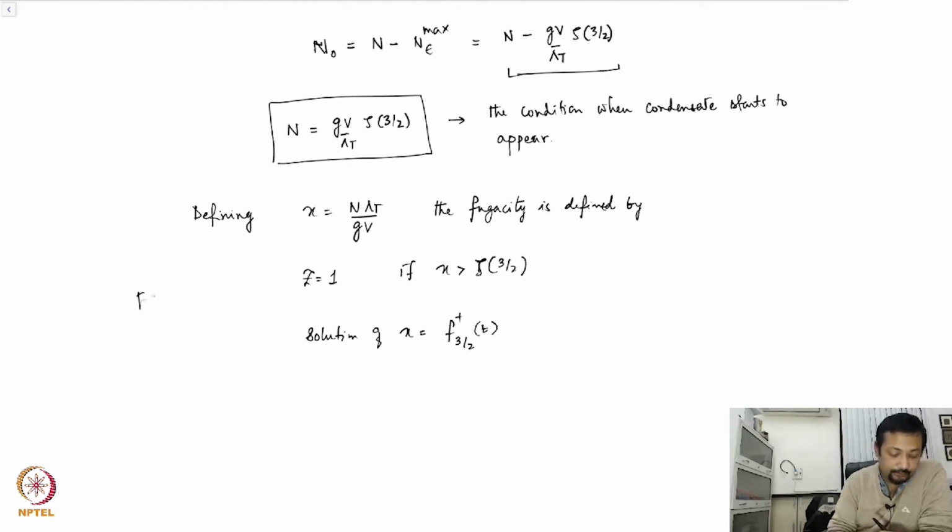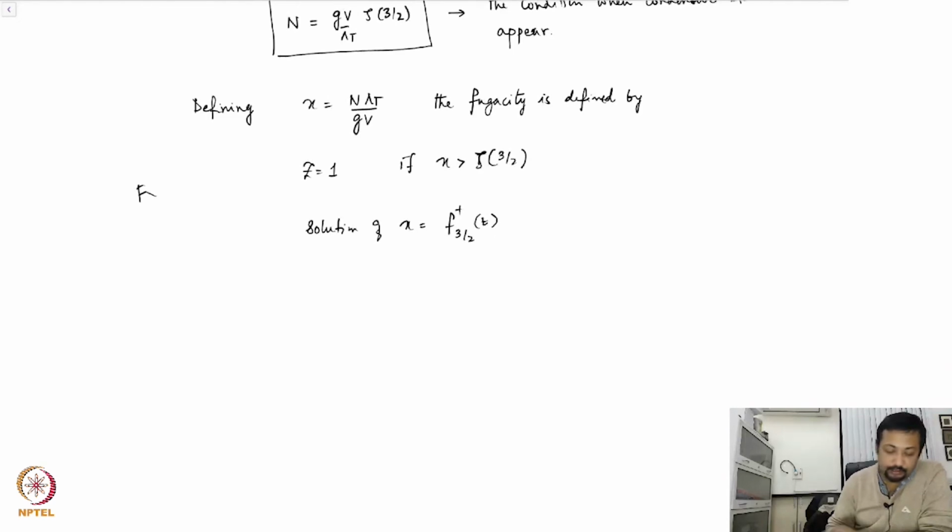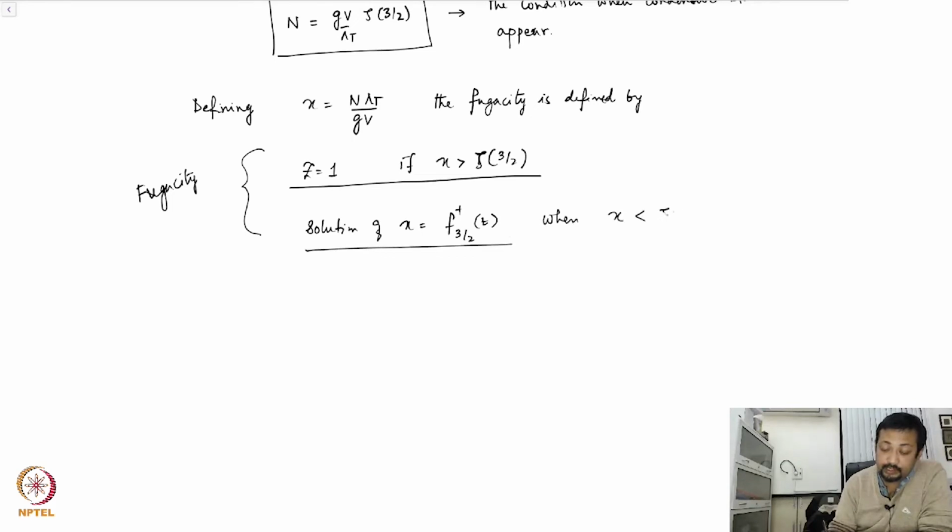So fugacity, something is wrong here, fugacity is equal to 1 if x is greater than zeta 3/2, or is the solution of this when x is less than zeta 3/2. Recall the first leading order correction to this function f 3/2 of z. f 3/2 goes as z for small enough z, so that you have the solution x equal to z.